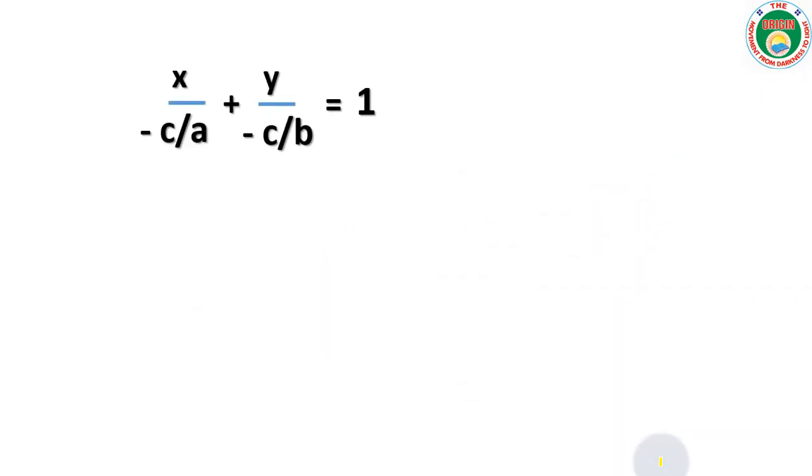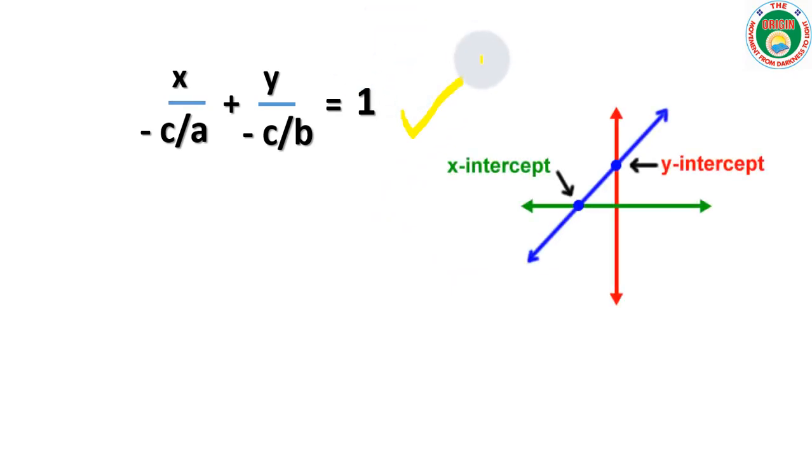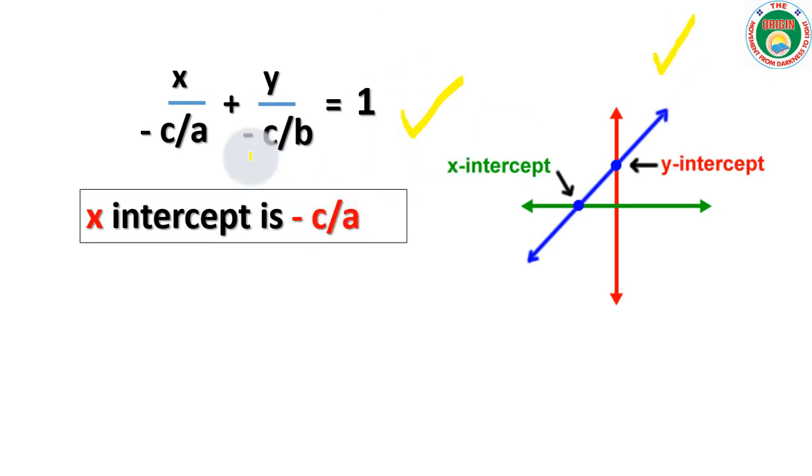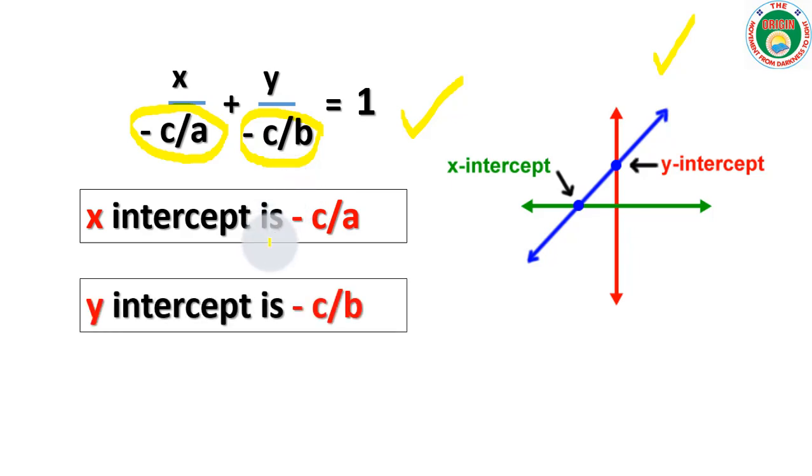Next one. The same step I have written here. The graph we will discuss after completion of the x-intercept and y-intercept. This minus c by a is called the x-intercept, the x denominator. Minus c by b is called the y-intercept, that is the y denominator. These are the formulas you should remember. X-intercept equal to minus c by a. Y-intercept equal to minus c by b.